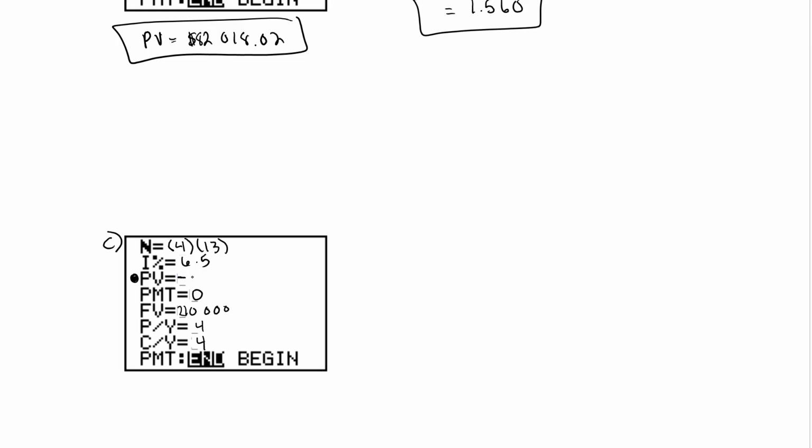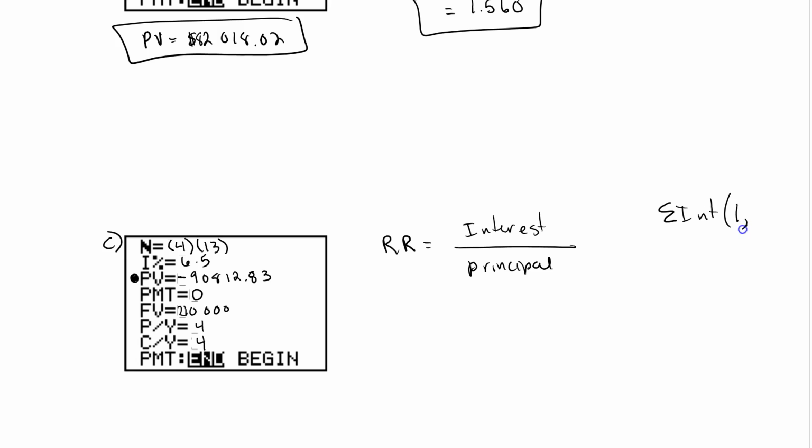Remember, it's negative because it initially goes away from us so that we can invest it. So rate of return is interest over principal. We're going to go sum int, but instead of going to 13, we're going to go 1 to 52.